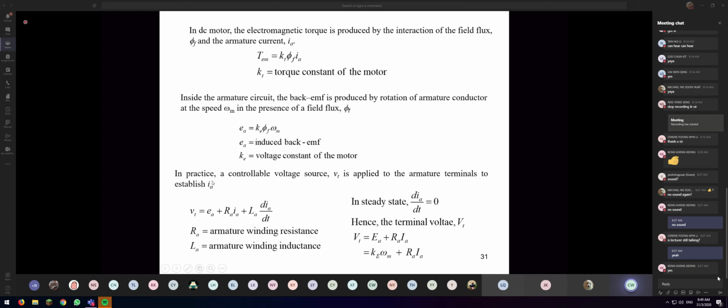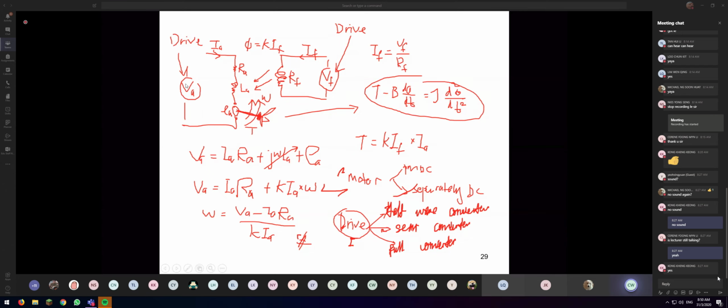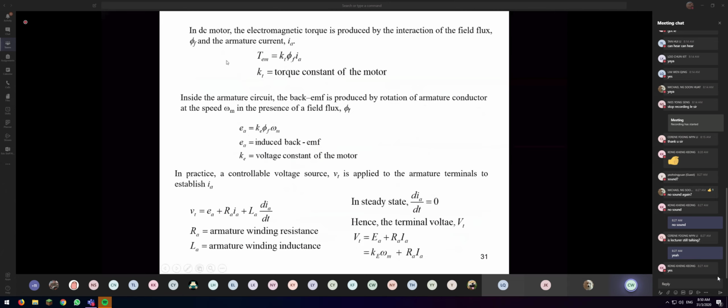Then if you run it in practice, a controllable voltage source V is applied to the armature terminal to establish the armature current by the voltage. This one actually refers to the armature voltage. They use V_T as terminal voltage, or V_A. So normally I will use V_A to represent the armature voltage. When they supply the voltage, they will be able to generate the armature current. So this one is the equivalent equation that represents the DC motor.